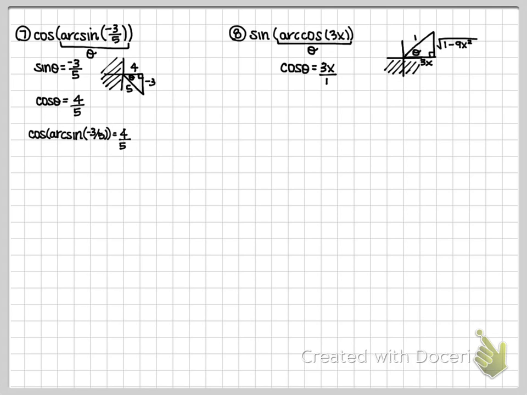All right, so now I want to do sine of that picture, basically. So sine of the picture theta that we just created is going to be the square root of 1 minus 9x squared over 1. Well, you don't need the 1, though. So our original question, sine of arccos of 3x, we're going to get the square root of 1 minus 9x squared.